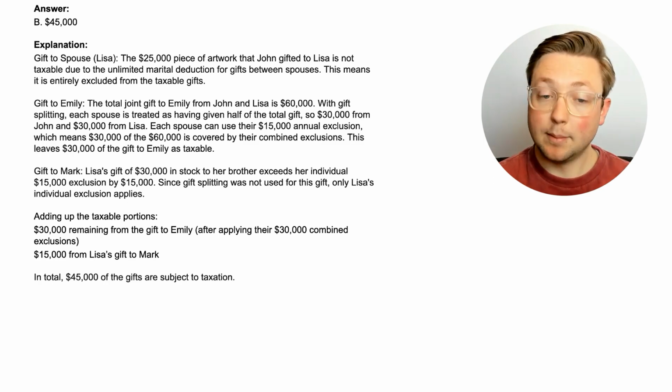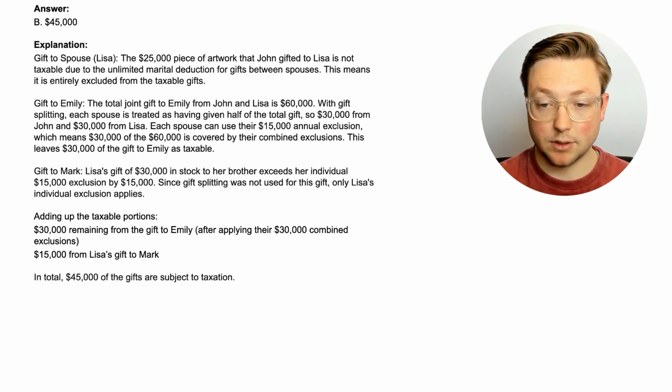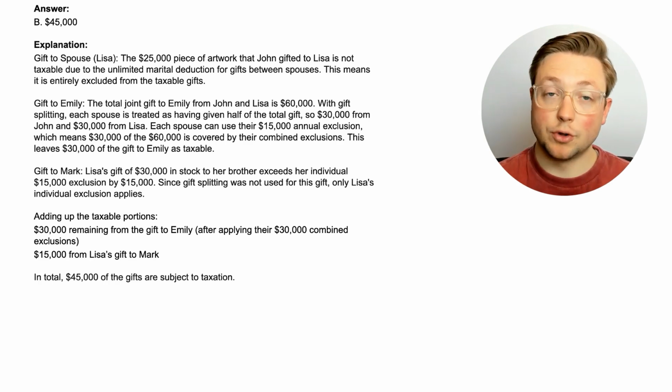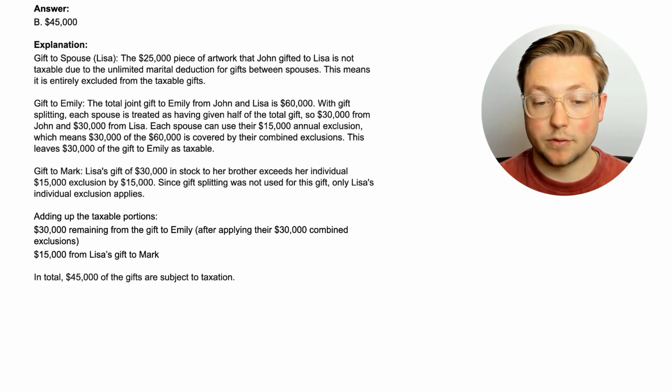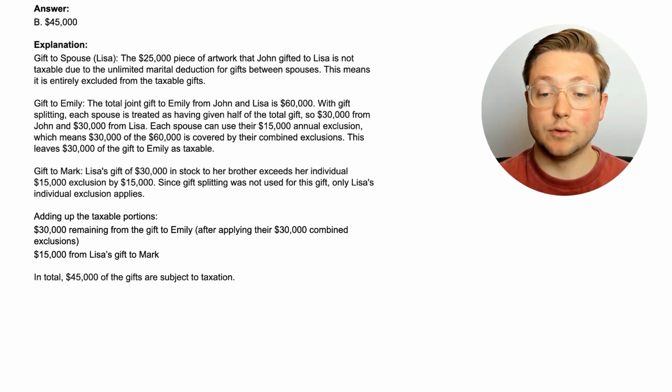Okay, gift to Emily, and this is their daughter. The total joint gift to Emily from John and Lisa is $60,000. With gift splitting, each spouse is treated as having given half of the total gift. So $30,000 from John and $30,000 from Lisa. Each spouse can use their $15,000 annual exclusion, which means $30,000 of the $60,000 is covered by their combined exclusions. This leaves $30,000 of the gift to Emily as taxable.